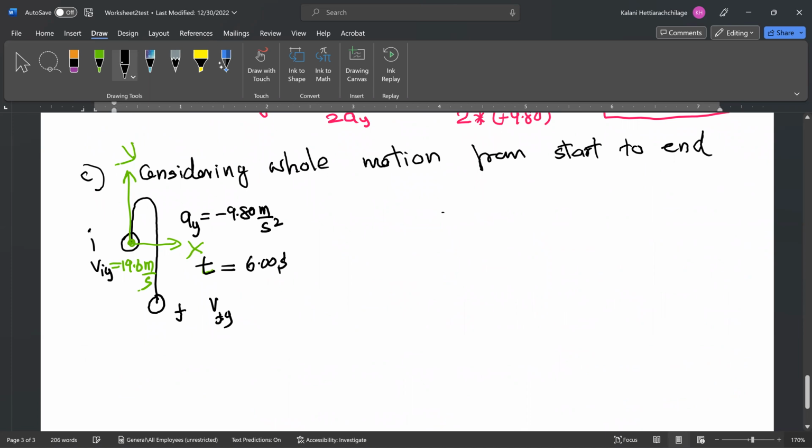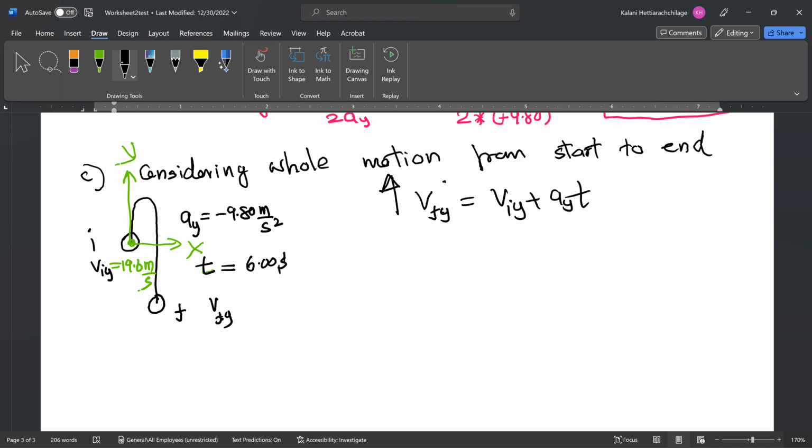Okay, so now what I need to find is V final. Which formula are you going to use? I need to find V final. I know the V initial, and I know the acceleration. Then the best formula from the list will be V final Y equals V initial Y plus acceleration Y and time. Going to use this direction, right?